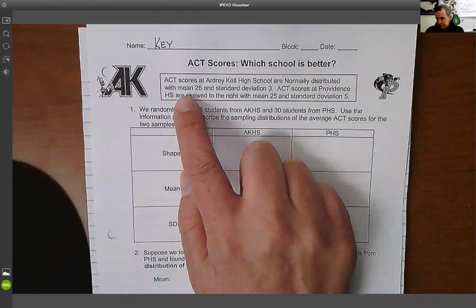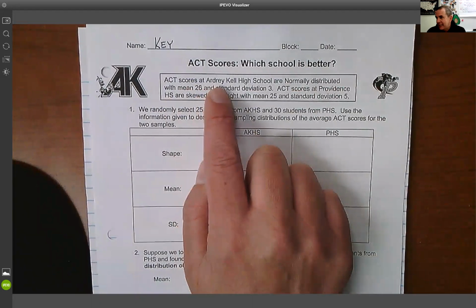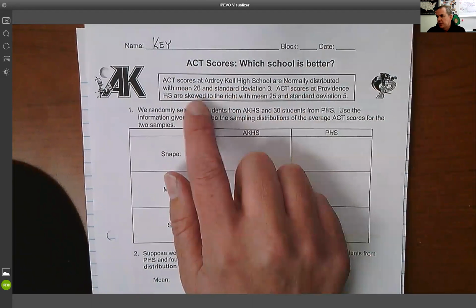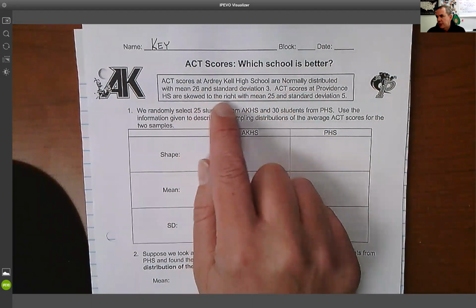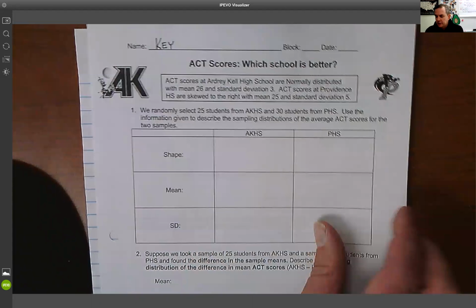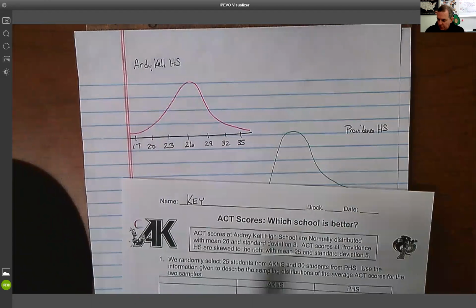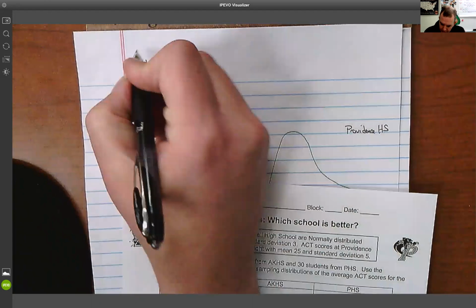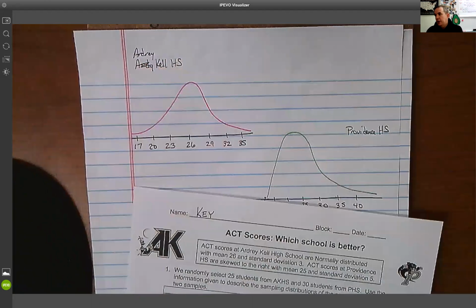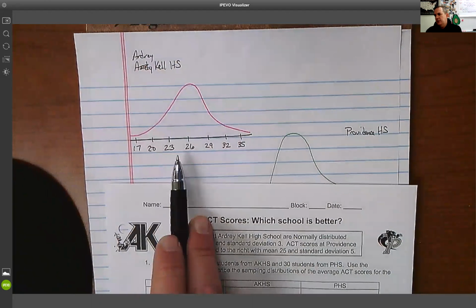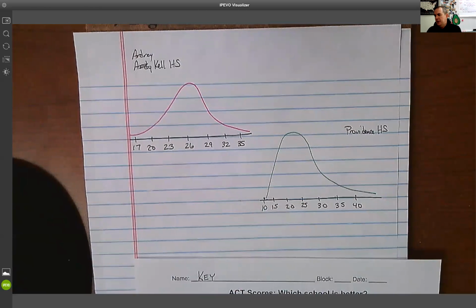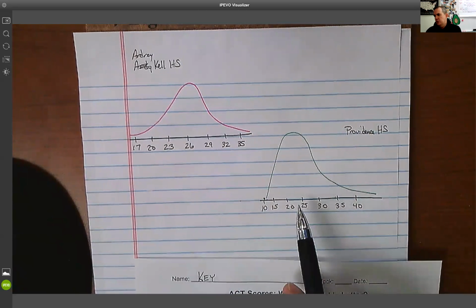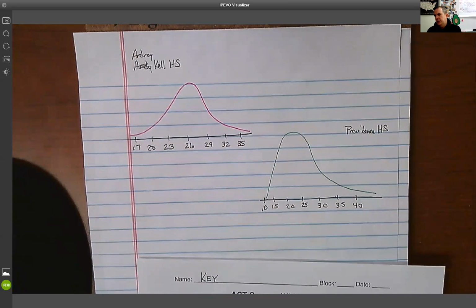Which school is better? ACT scores at Ardrey Kelly High School are normally distributed with a mean of 26 and a standard deviation of 3. ACT scores at Providence High School are skewed to the right with a mean of 25 and a standard deviation of 5. So Ardrey Kelly is normal, a bell-shaped curve centered at 26 with a standard deviation of 3, so I added my 3's and subtracted my 3's. And Providence is skewed to the right, centered at 25. Those are our two distributions.